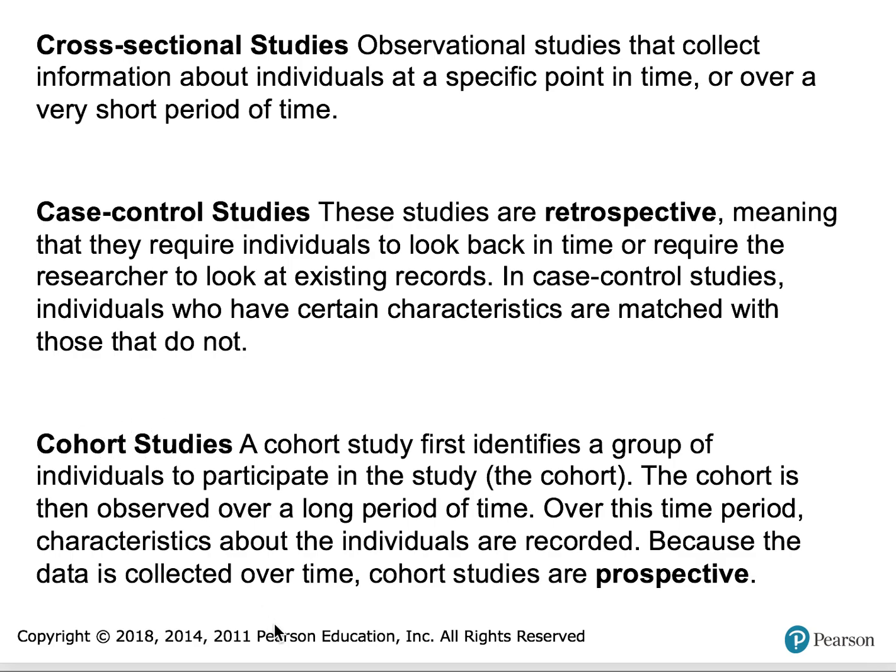A cohort study first identifies a group of individuals to participate in the study, and we call that the cohort, the individuals participating in the study. The cohort is then observed over a long period of time. Over this time period, characteristics about the individuals are recorded. Because the data is collected over time, cohort studies are prospective.